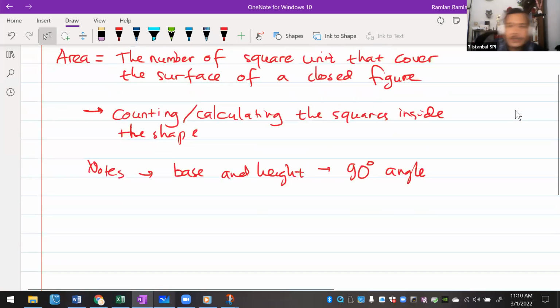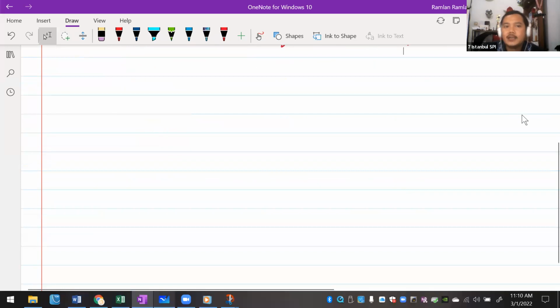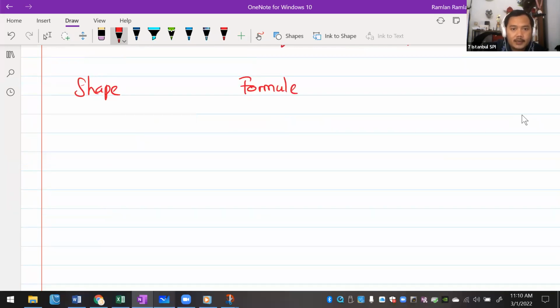Okay, so the next one, I'm gonna write down the list of the formulas that we're going to use to calculate the area of a two-dimensional shape. So I'm gonna write down the name of the shape and the area formula.